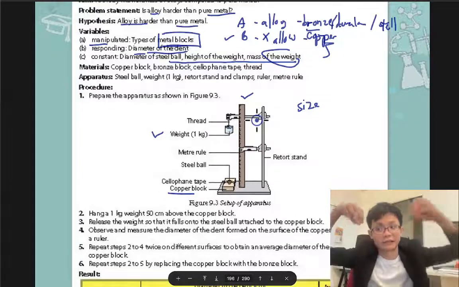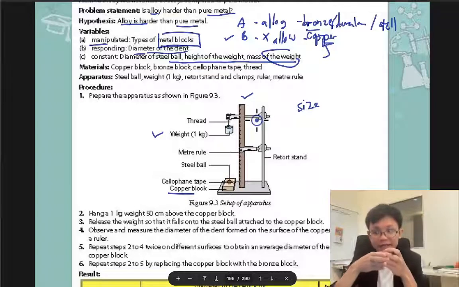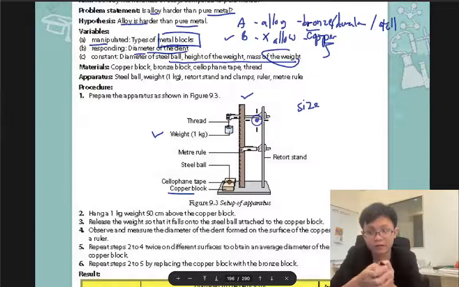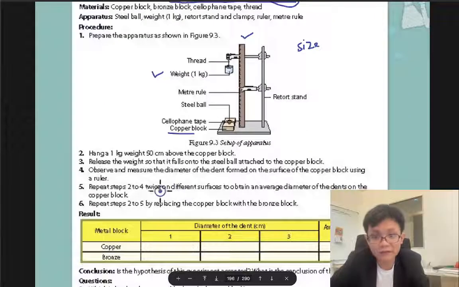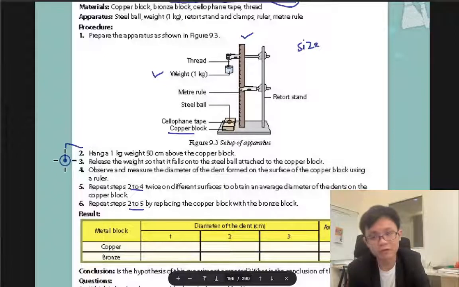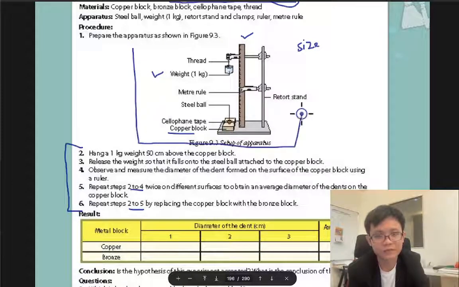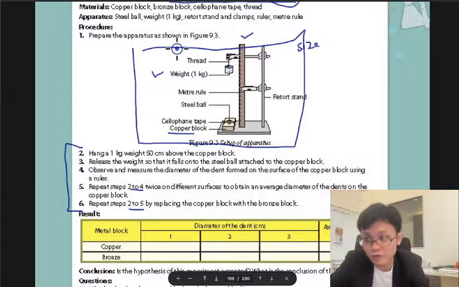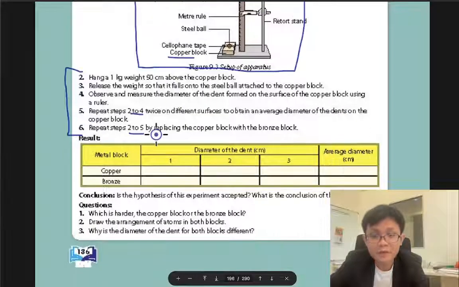Oh, so this one is not drop. He puts the bronze down there and takes something to hit it, to see whether the hole is big or small. And then steps 2 and 3, we spray and do it, change with other things and so on. This one you think by yourself. You don't need to memorize, you just remember the picture. If you remember the picture, you will be able to make the procedure.